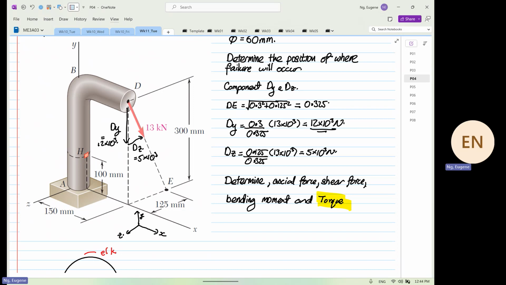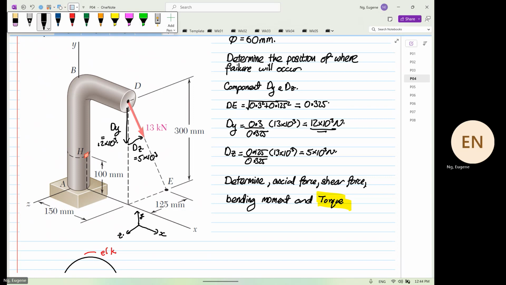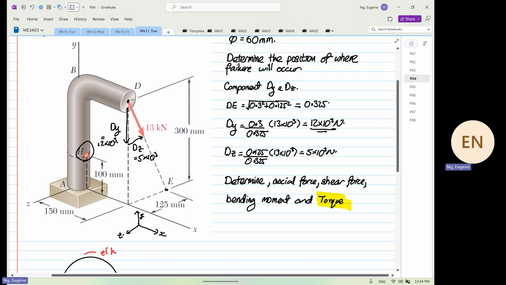Also for this case, you don't know where failure will occur. These are the type of problems you'll get from your co-op. You see a structure like this, and then your supervisor will ask you where it will fail. There is no such thing as a given element. Are we clear? This is real life.